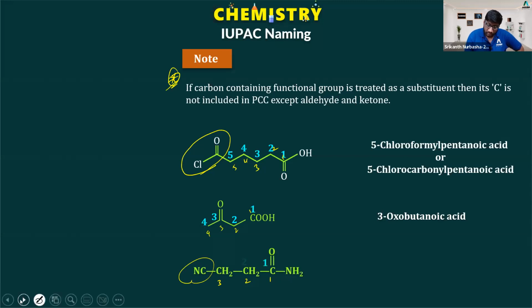3-cyanopropanamide. 3-cyanopropanamide, that is going to be the name. I am writing 3-cyano. I am not including the carbon of CN in the parent carbon chain. Right.